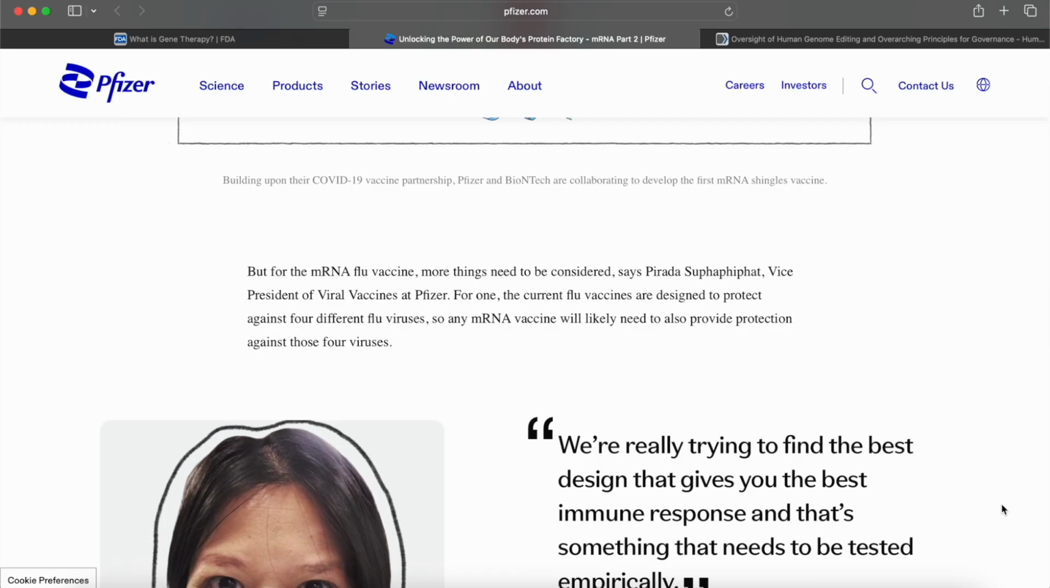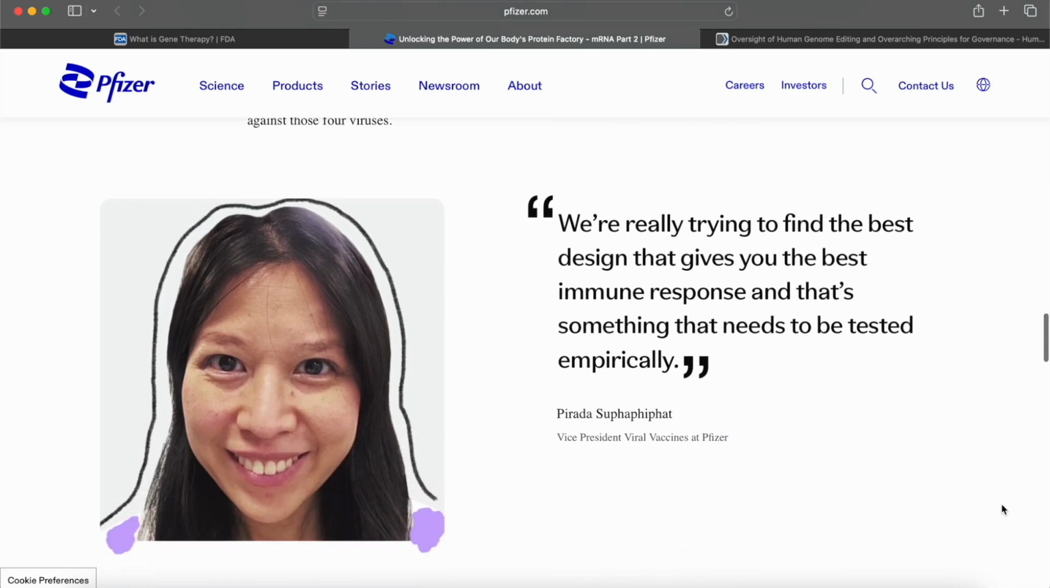But for the mRNA flu vaccine, more things need to be considered, says Pirada, Vice President of Viral Vaccines at Pfizer. For one, the current flu vaccines are designed to protect against 4 different flu viruses, so any mRNA vaccine will likely need to also provide protection against those 4 viruses. We're really trying to find the best design that gives you the best immune response, and that's something that needs to be tested empirically.